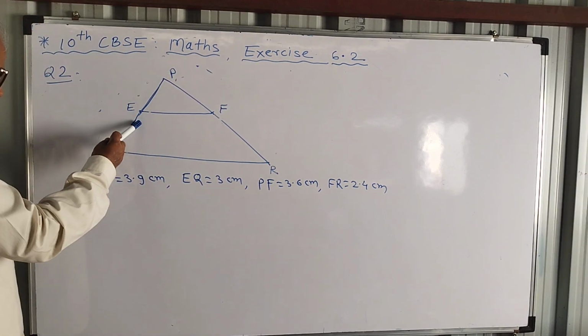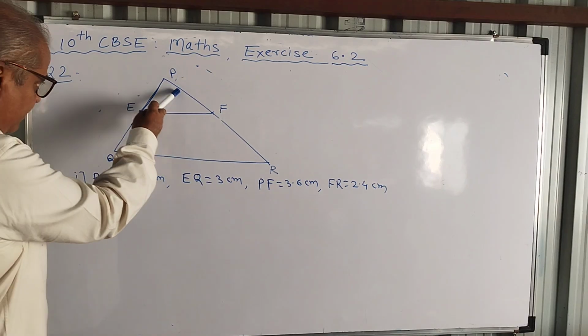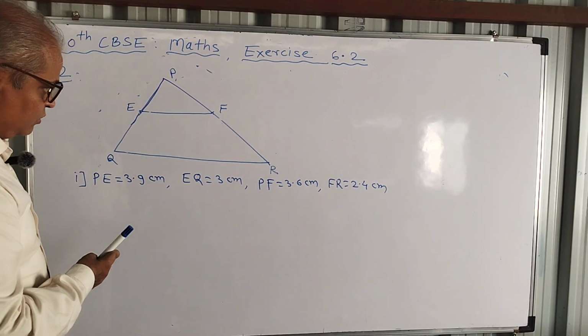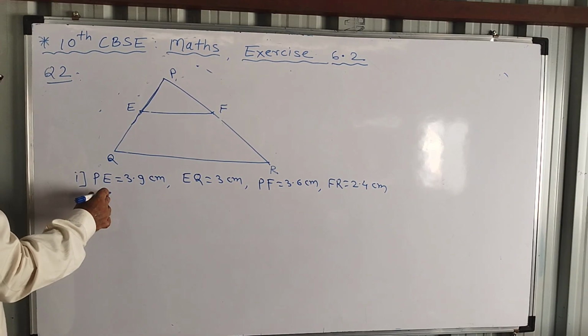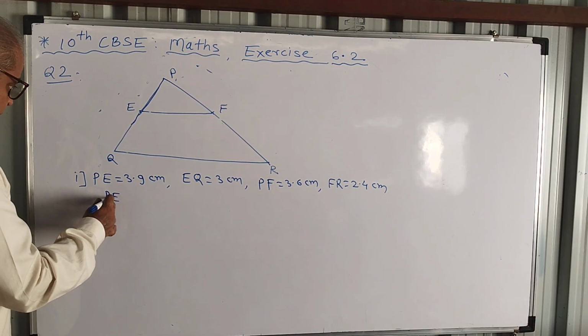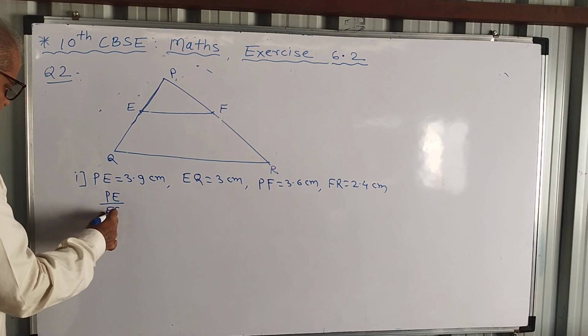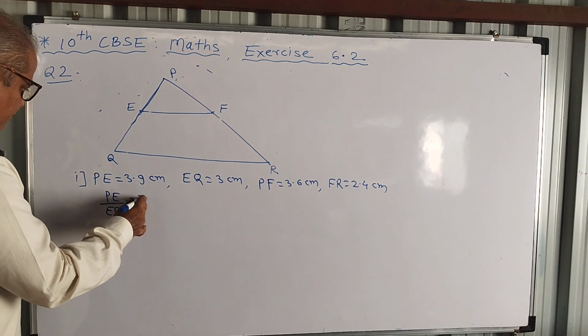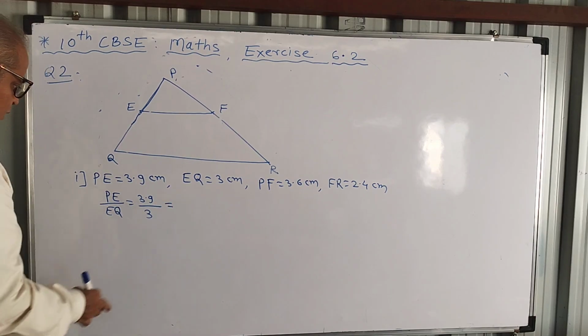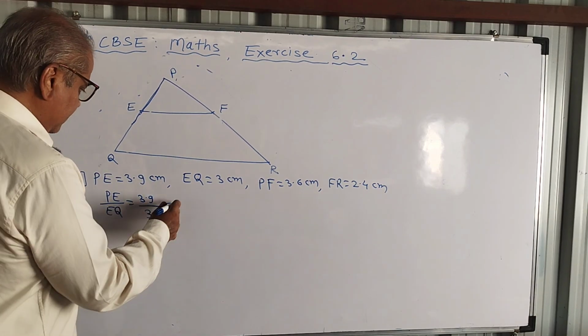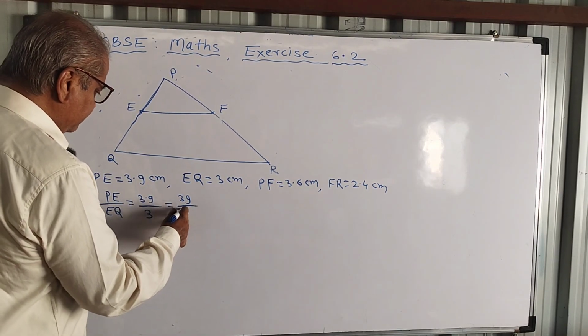So here which dimensions are given, and accordingly we will use the BPT. Here PE is given, EQ is given, PF is given, and FR is given. So we will use normal BPT, PE upon EQ. So PE upon EQ is equals to 3.9 upon 3. So you need to remove the point. So 39 upon 30.